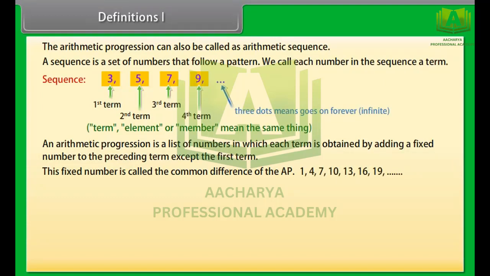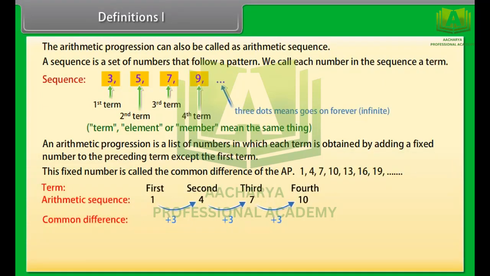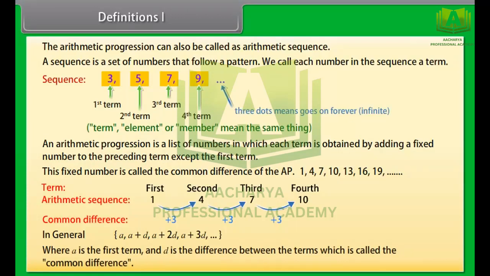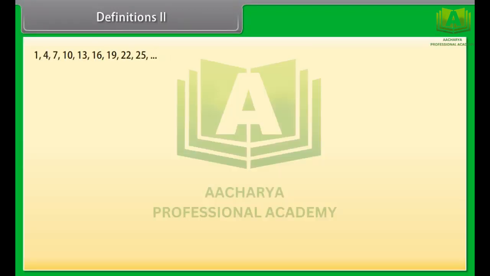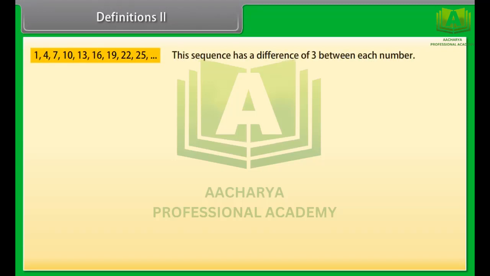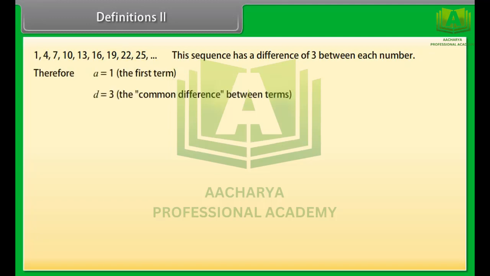Look at this sequence. We can see here that the common difference is 3. In general, we can write an arithmetic sequence like this: A, A plus D, A plus 2D, A plus 3D, and so on, where A is the first term and D is the difference between the terms, which is called the common difference. Definitions 2. Look at this example now. We can see that this sequence has a difference of 3 between each number. Therefore, A is equal to 1, the first term, and D is equal to 3, the common difference between terms.